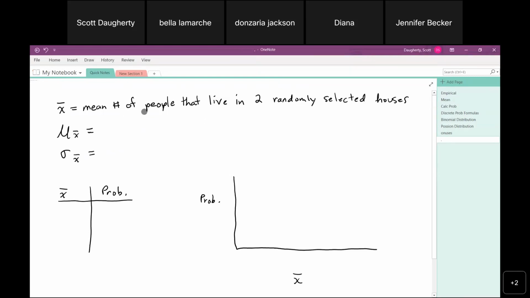So what we're going to do is average up the number of people that live in those 2 randomly selected houses. Okay, so let's think about what could happen here. You have a bag of 3 numbers in it: 0, 2, and 4, the number of people that live in the 3 houses, right?